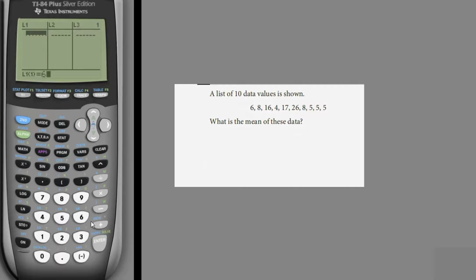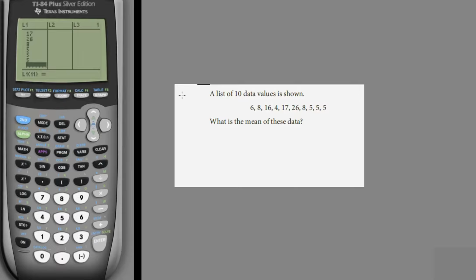So we have 6, enter. We have 8, enter. We have 16. Follow me, guys. We have 4, we have 17, we have 26, we have 8, we have 5, we have 5, and we have 5 again. So we are good to go, guys.